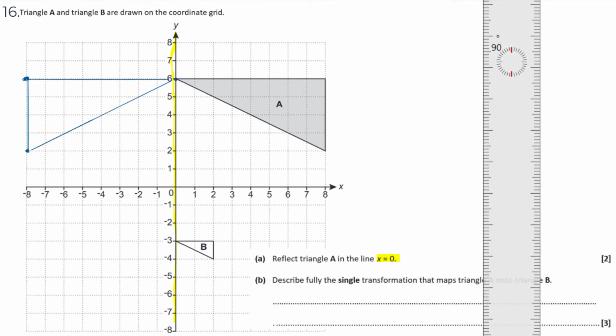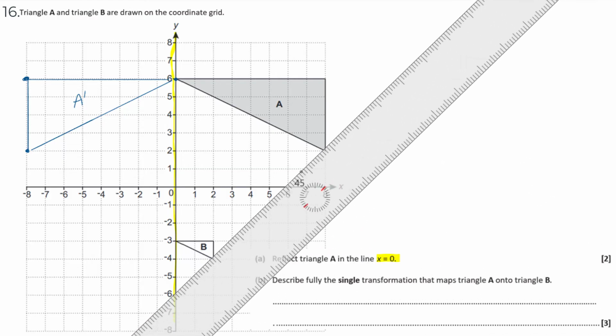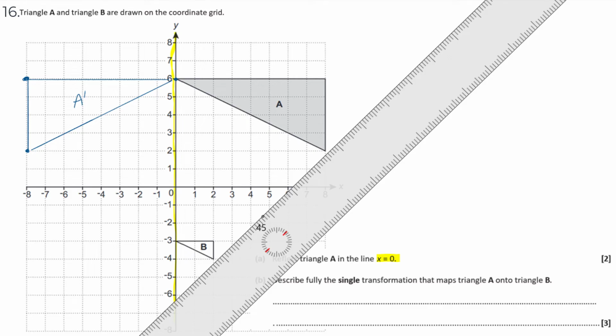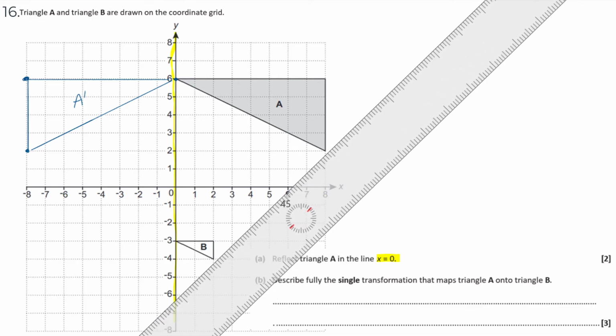Okay, I'm just going to label that A dash, the image of A. Okay, and then describe fully the single transformation that maps triangle A onto triangle B. So this is clearly an enlargement. Well, we call it enlargement in maths, but actually you can see it's shrunk. So it's a reduction really, isn't it? But we still call it an enlargement in the magical mathematical world. So yeah, it's enlargement with a fractional scale factor.